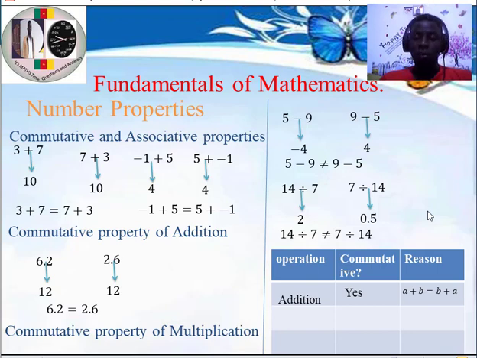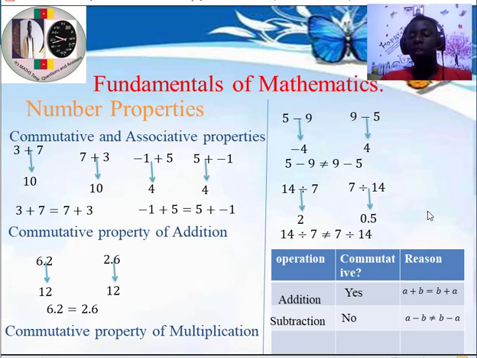What about the next operation? We talk about subtraction. Is subtraction commutative? No, because A minus B is not the same as B minus A, as we have seen in the case of 5 minus 9 not being equal to 9 minus 5.